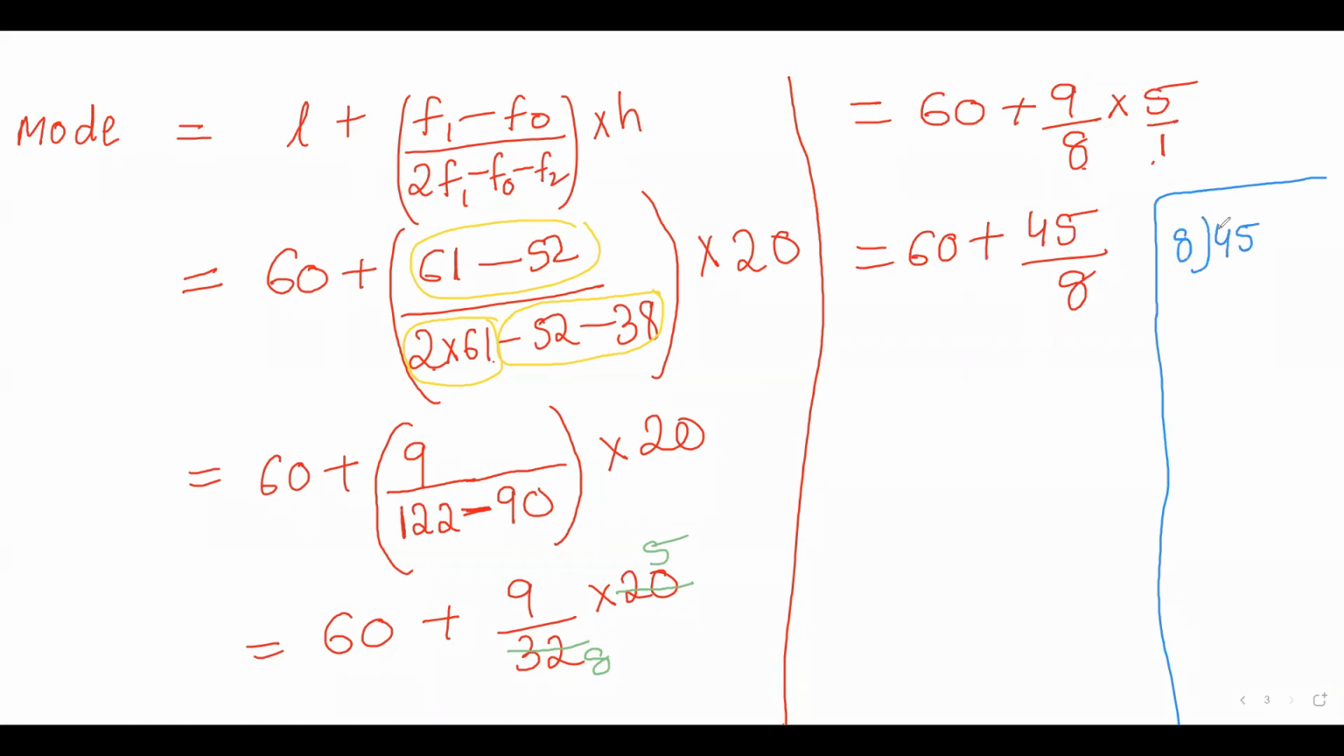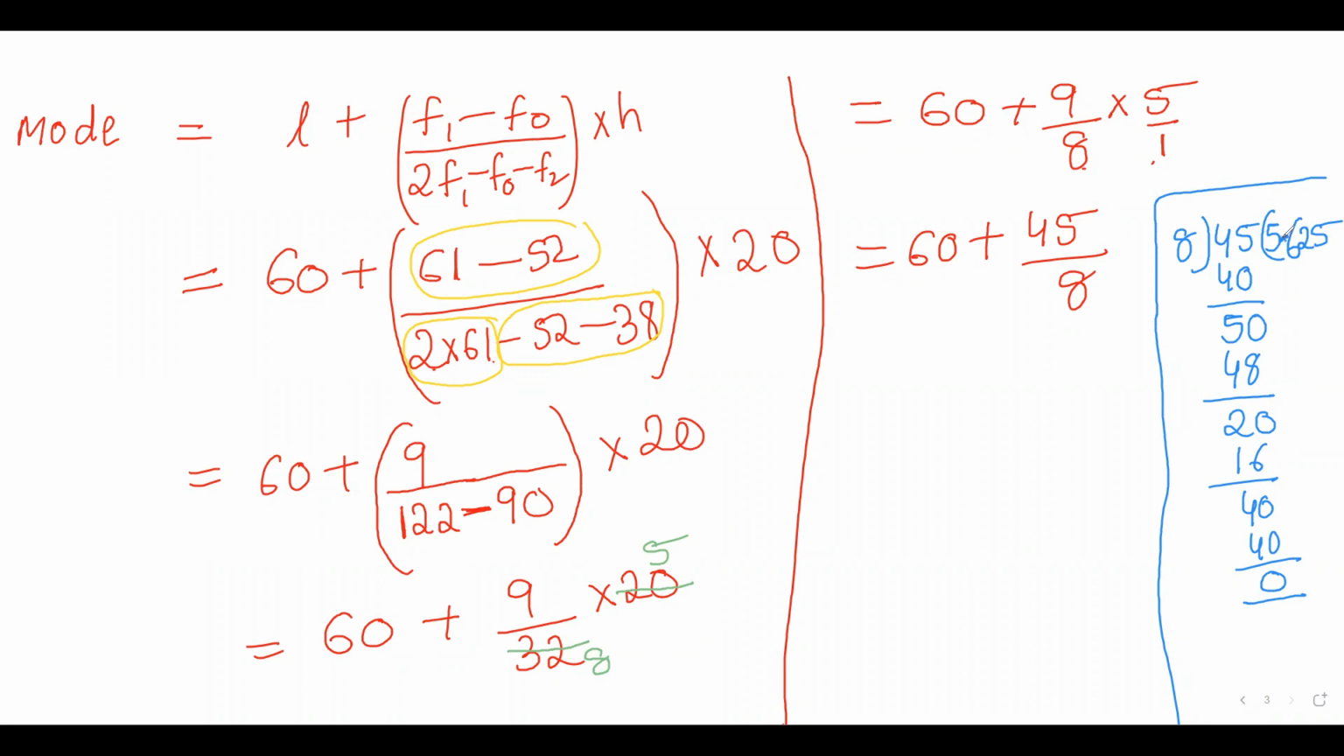When you are dividing with 8, divide until you get remainder 0. 8 5s are 40. 5 is the remainder. Put a decimal point. Put 0. 8 6s are 48. 2 is the remainder. With this decimal point, we can get one more 0. 8 2s are 16. 4, 8 5s are 40. Till you get remainder 0, you keep on dividing.